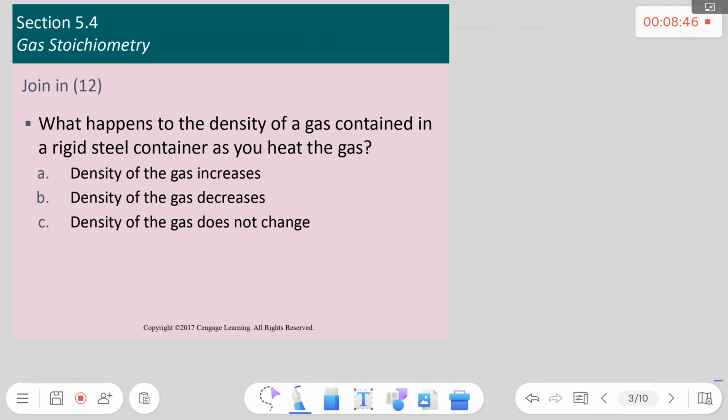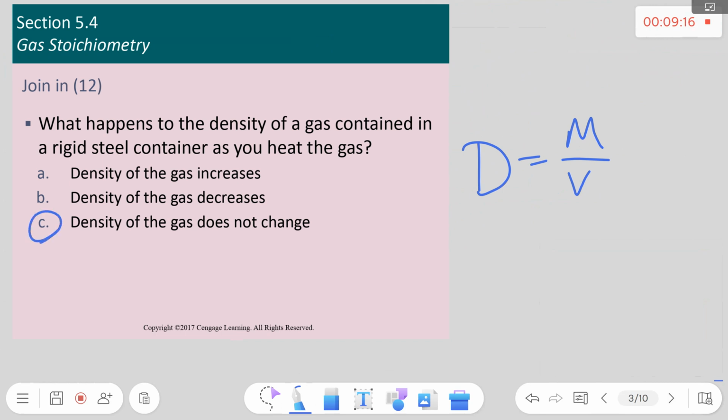What happens to the density of a gas in a rigid steel container as you heat the gas? So my first thing I'm looking at, well, density is how much mass per volume there is, right? Did I change the amount of the mass of the gas in the container? No. Keywords there, rigid steel container, meaning the volume also cannot change. So when you heat up a gas, does the density change?